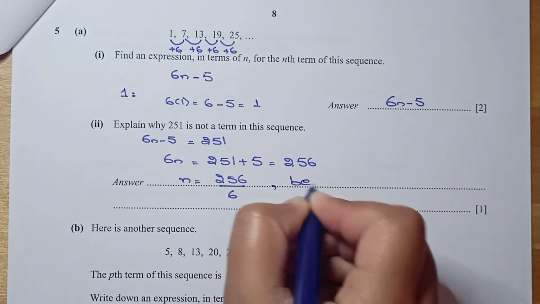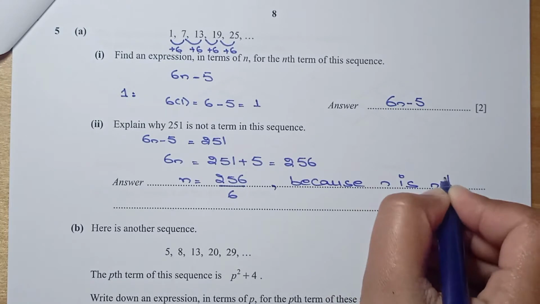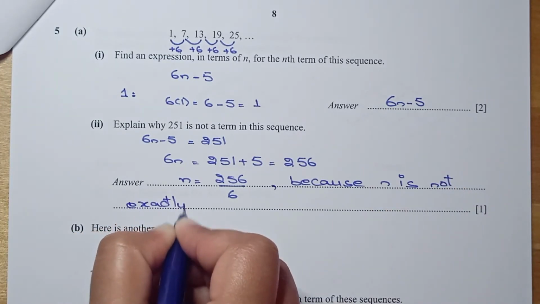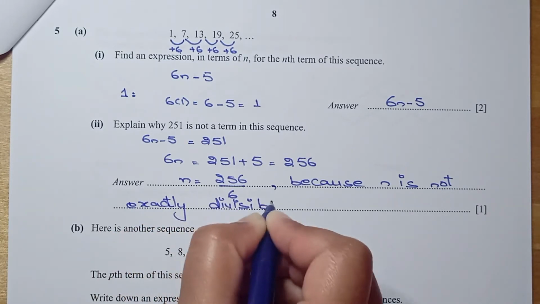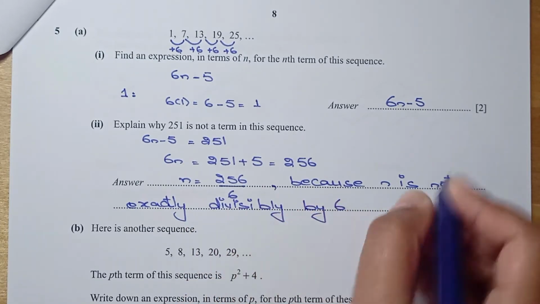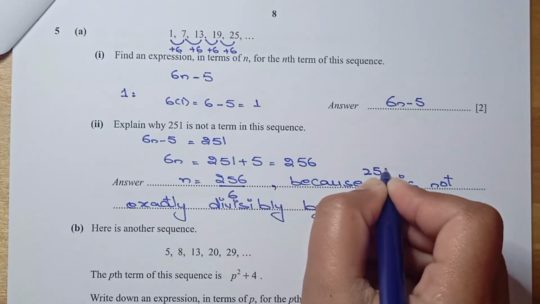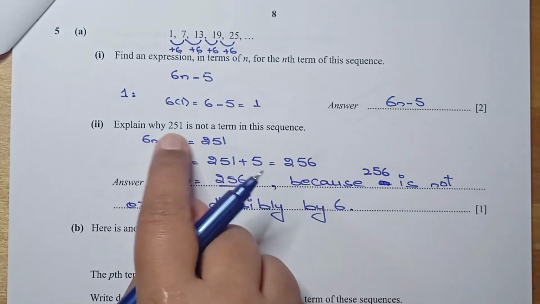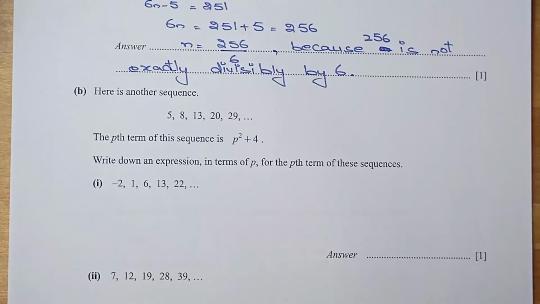So now we need to explain why this is not a term in this sequence. We can say, sorry, not n, because 256, this number 256 is not exactly divisible by 6. That is why 251 is not a term in this sequence. Now for the B part, here is another sequence.